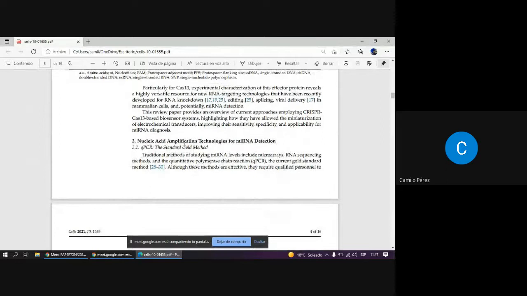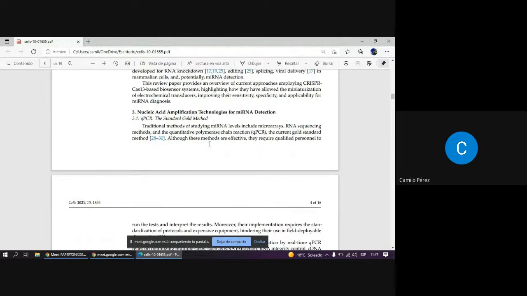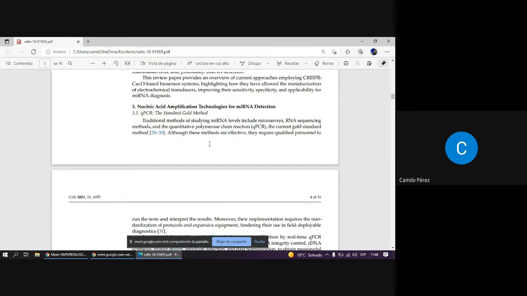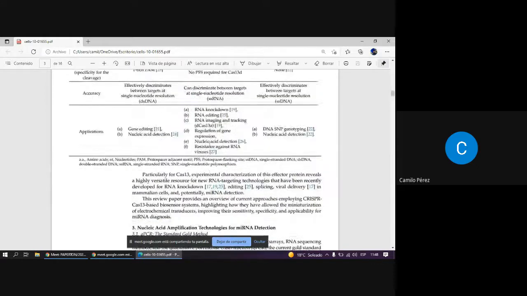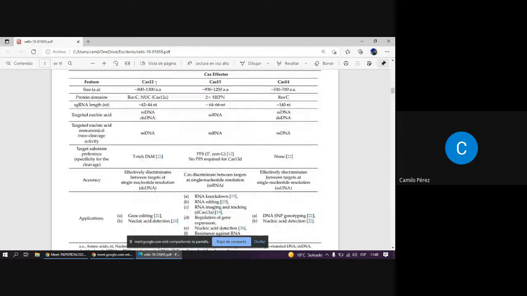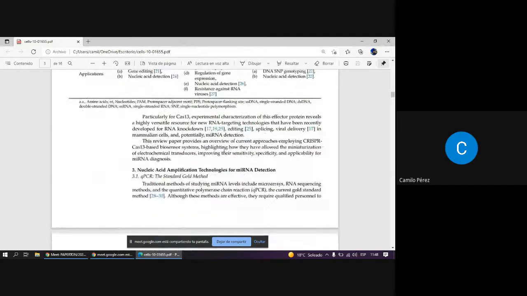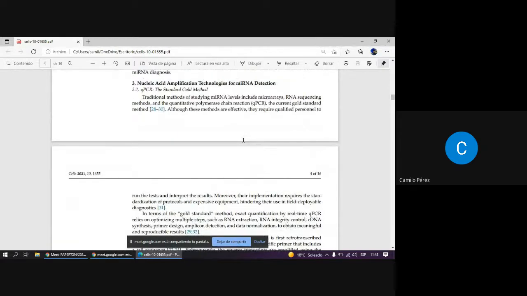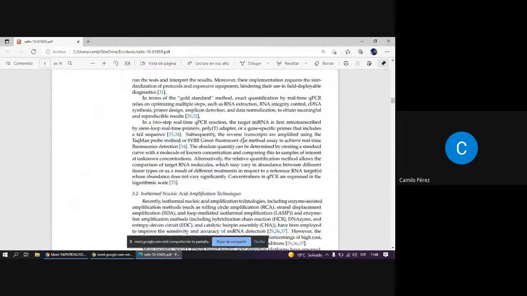For example, the gold standard is qPCR, used to understand and confirm the modification. It works on mRNA, not only on the protein, and the strategy depends on how you detect the gene expression change, for example.